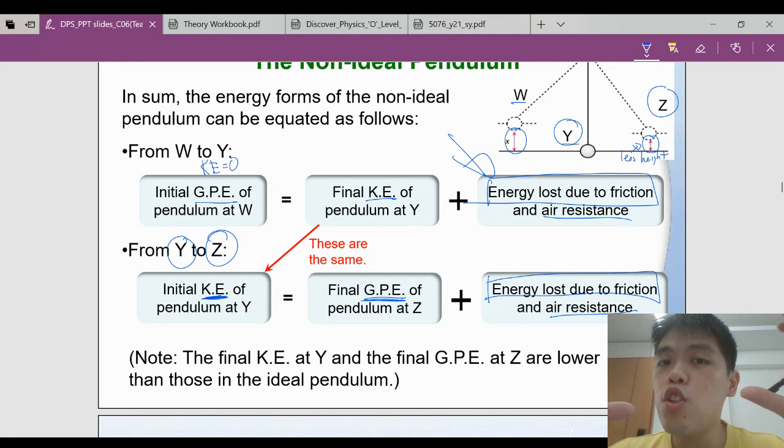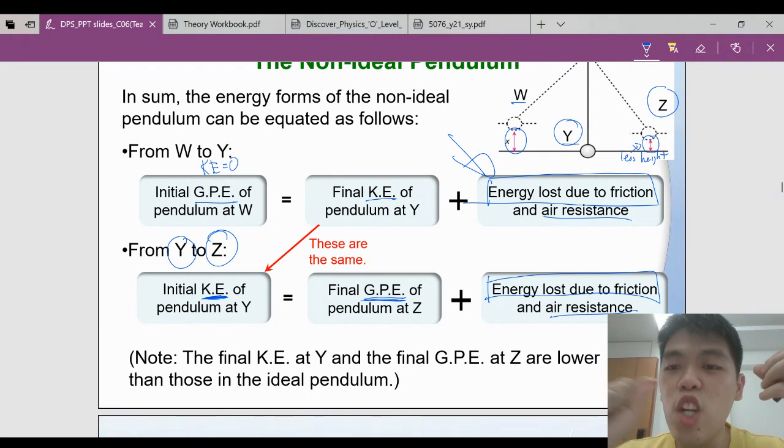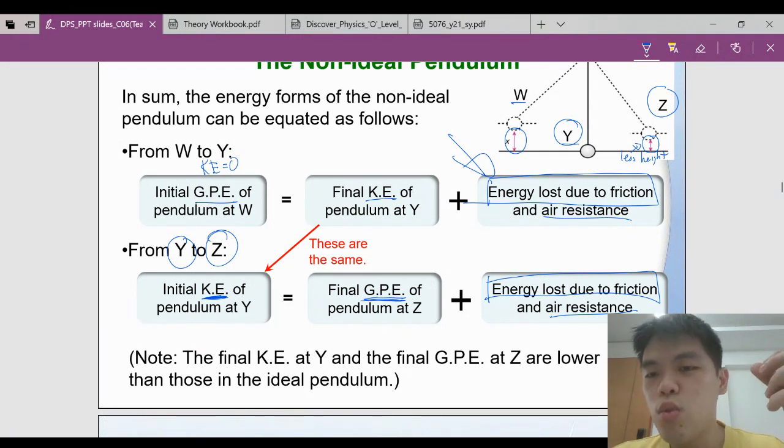Okay, so we know where it goes to. The total energy is still constant. No new energy is created. No new energy is destroyed. The energy only changed due to friction.